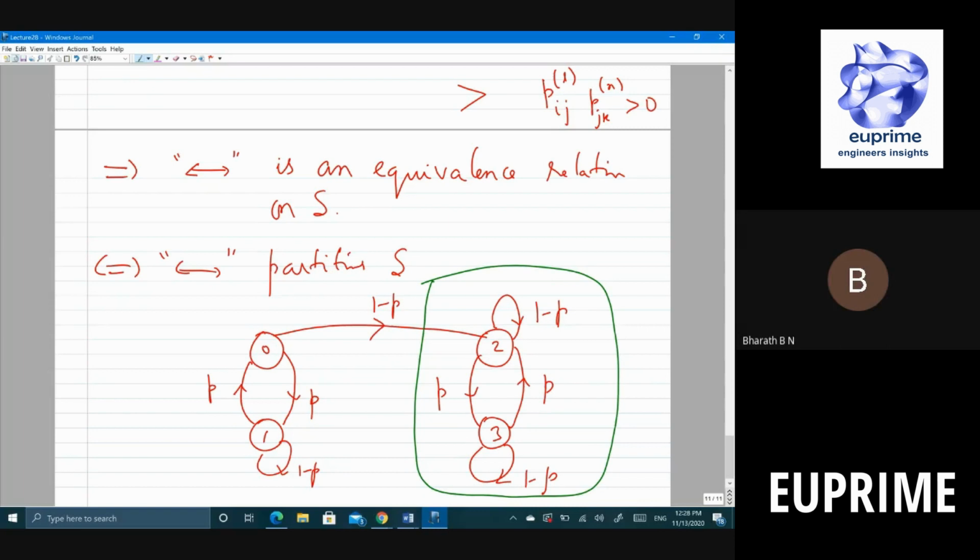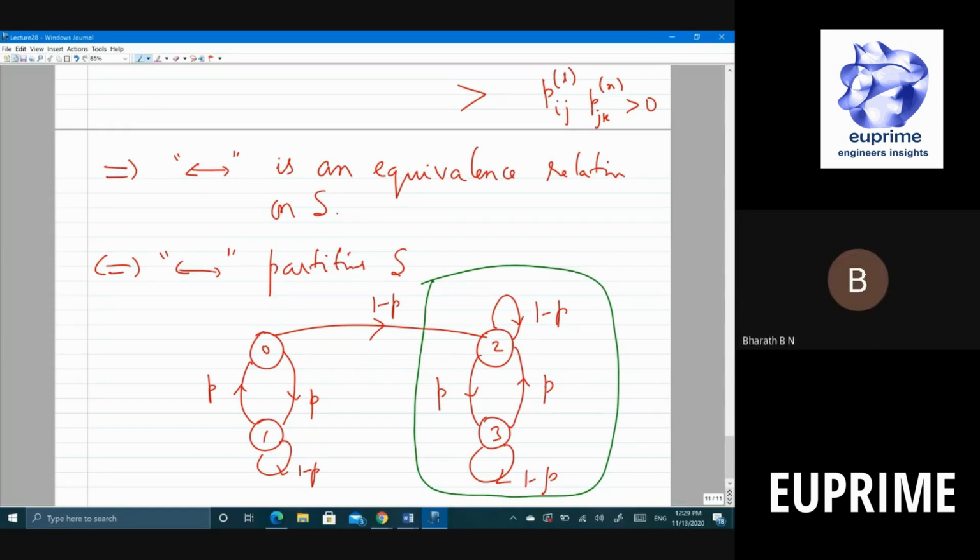So this forms an equivalence relation class. 0 communicates with 1, so this forms an equivalent class. But the moment you go out, you are done. It partitions into 2 classes. Is that fine? Do you agree?